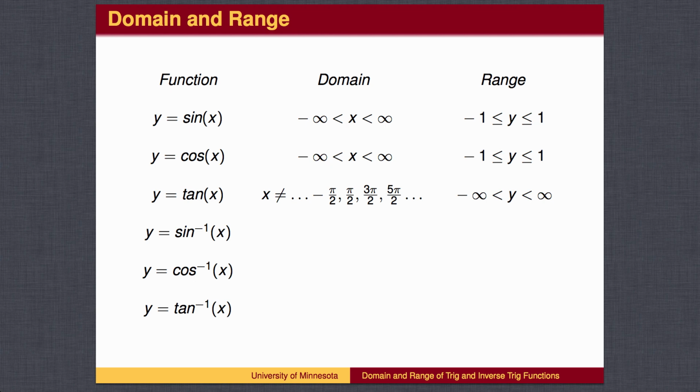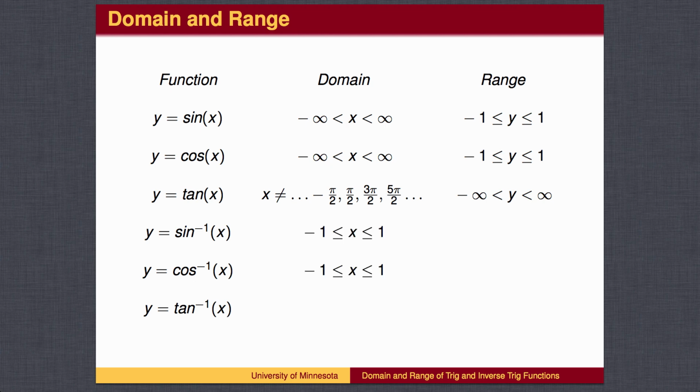For the inverse functions, the inputs and outputs are reversed. The inputs of an inverse trig function are numbers, and the outputs are angles. What are the possible inputs for inverse sine and inverse cosine? They are the possible outputs of sine and cosine, namely all numbers between negative 1 and 1.